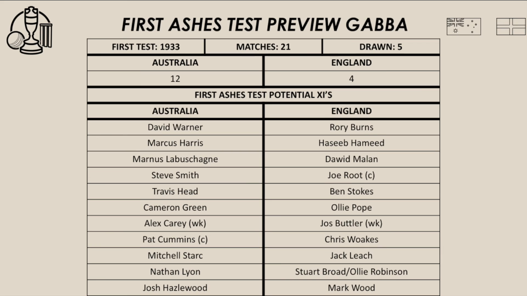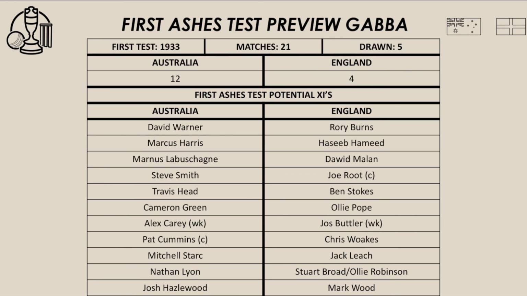Let's preview the first Ashes test from the Gabba. Let's have a look at both teams' stats at the Gabba in test matches, and both teams' first Ashes test potential 11s. The first test match played between Australia and England at the Gabba was back in 1933. 21 matches, 5 draws. Australia won 12 test matches to England's 4. Let's have a look at both teams' potential 11s for the first Ashes test.